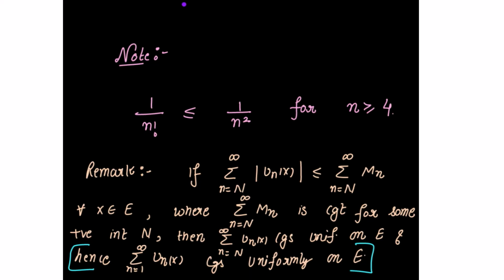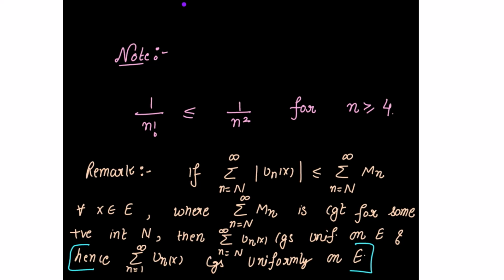There is a very beautiful note written over here that 1 divided by n factorial is always less than or equal to 1 divided by n square for n greater than or equal to 4. So the result is valid for n greater than or equal to 4.